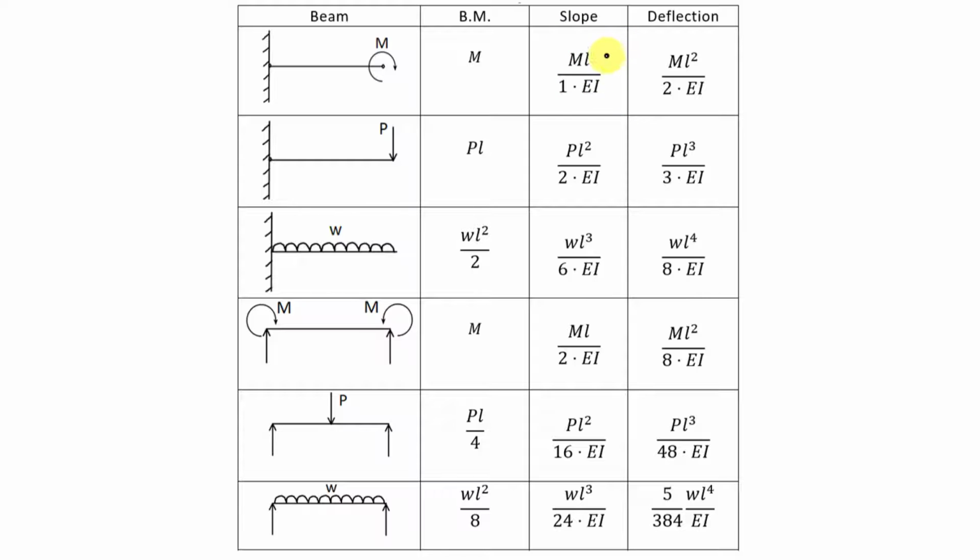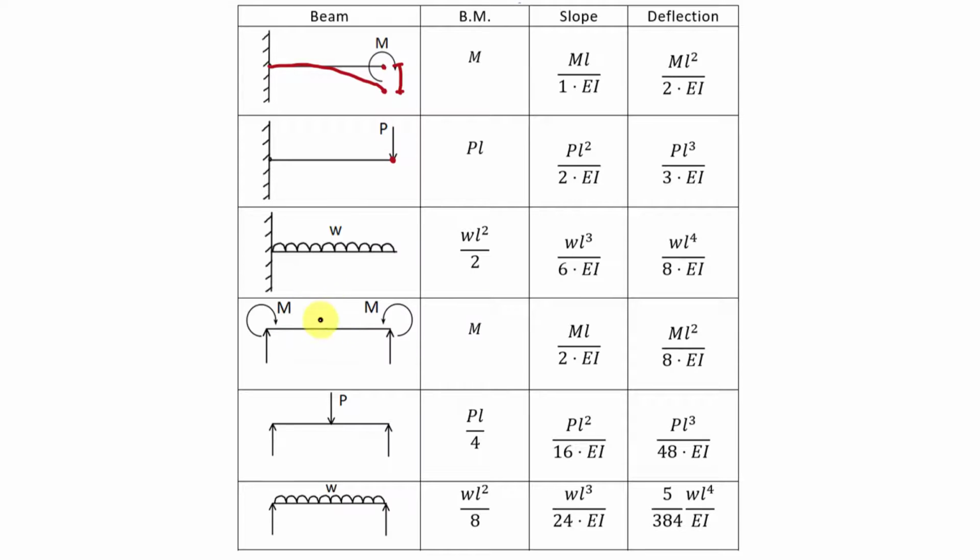Now in all these formulas, I have taken maximum value of slope and maximum value of deflection. In the case of cantilever beam, this beam is going to deflect like this. So here maximum value of deflection will be at this end and maximum value of slope will be at this end, right? So in the cantilever beam, value of slope and deflection will be maximum at this end.